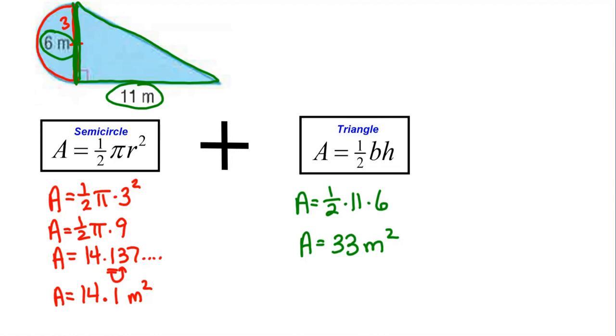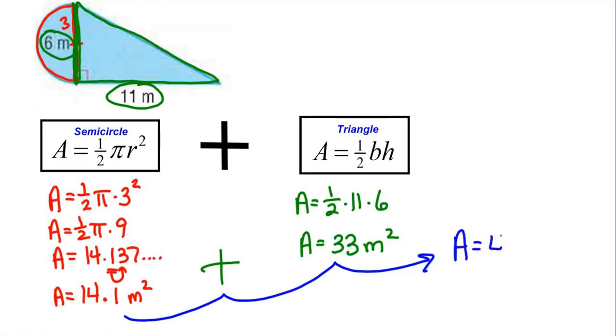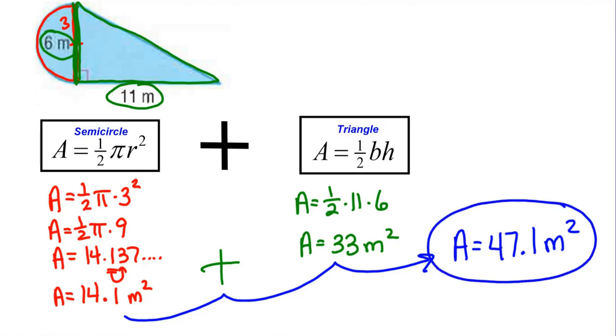So the area of the entire composite figure together, I'm going to have to add these together. So when I do that, I get an area of 47.1 square meters. And again, area is always square. The label for that is always square. 47.1 square meters. So that's how I found the area of this composite figure. Break it down into its basic shapes and then add the areas together.